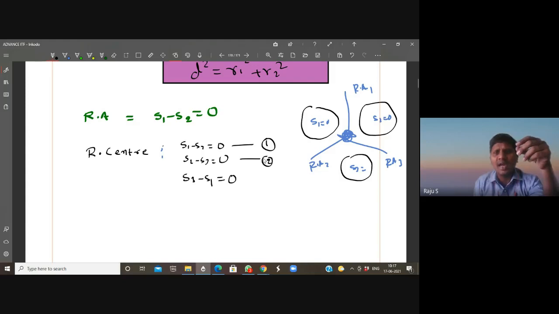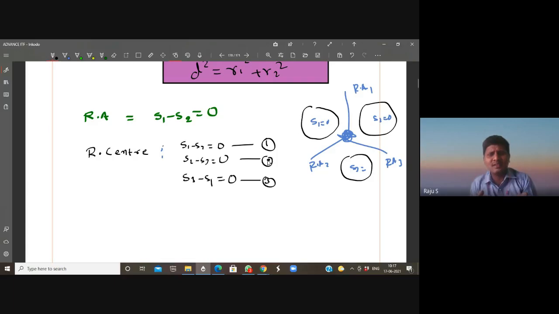We are going to get line equations here. Every radical axis is a line. You can solve any two equations, and you are going to get an x, y value. That is the radical center. That's all. Nothing more. But most of the questions are on orthogonality.